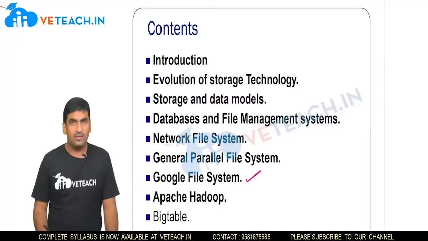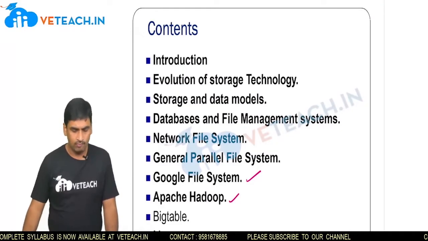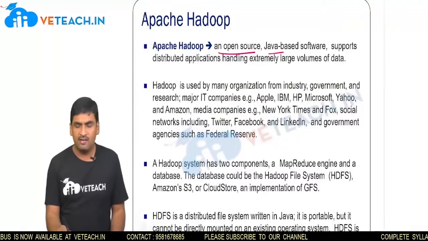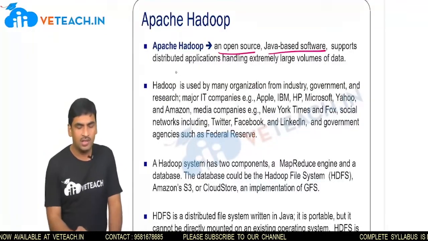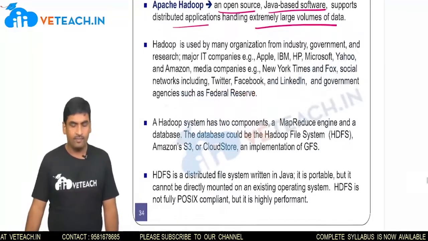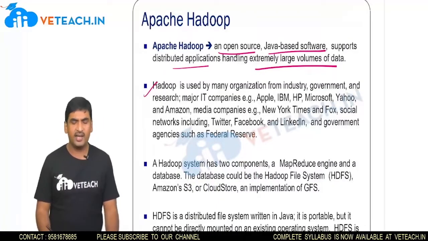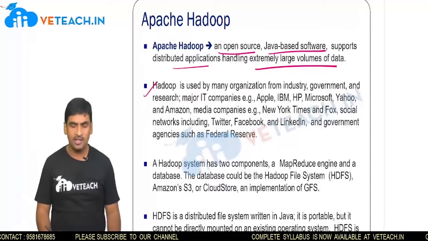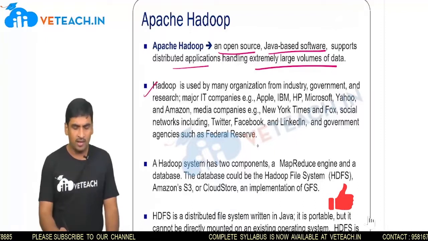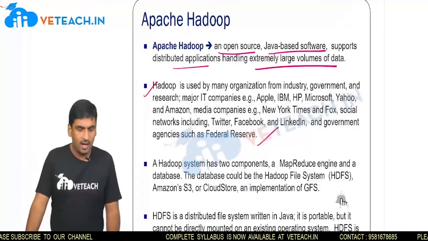Having discussed the Google file system architecture, we'll proceed further with Apache Hadoop. It is an open source Java based software framework which supports distributed applications handling extremely large volumes of data. It has been used by many organizations, industries and IT companies like Apple, IBM, HP, Microsoft, Amazon, media companies like the New York Times, and Facebook. All these are supporting Hadoop.